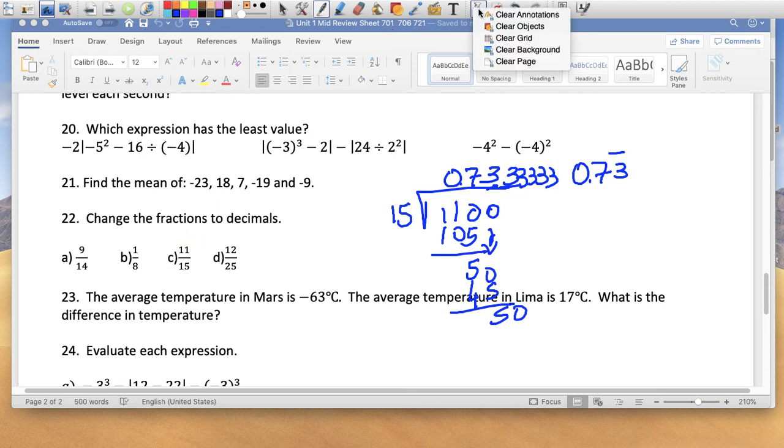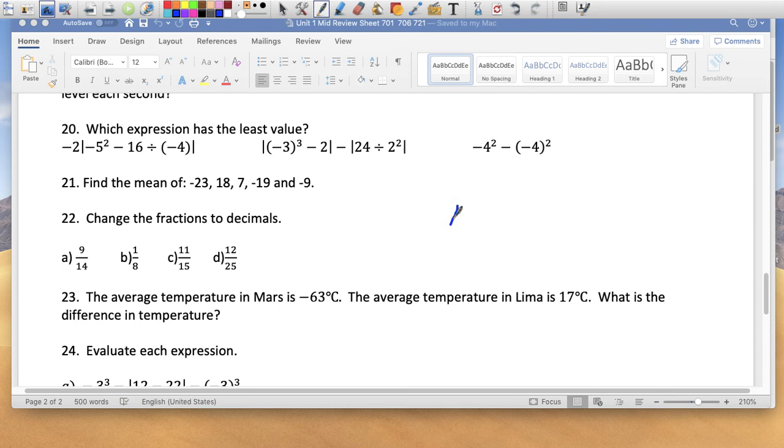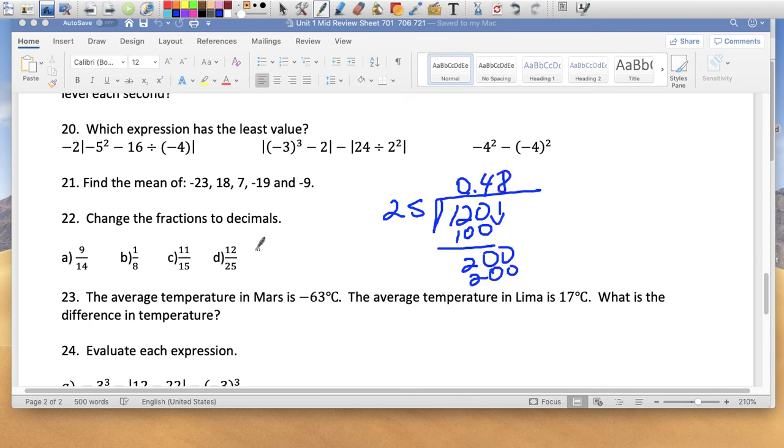12 divided by 25. Hopefully that's nice and easy too. No, 0 and 4 times, which is 100. Oh, this one's going to work nicely. 20 left over, bring a 0 down, and that's just going to be 8. That's going to give us 0.48. So 12 over 25 is 0.48. Yay, bouncing back down.